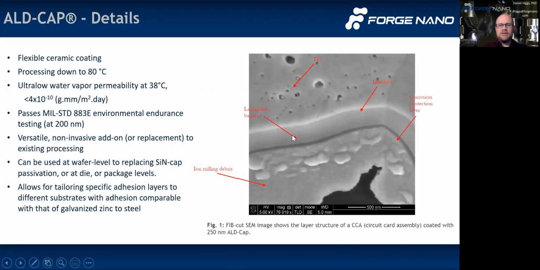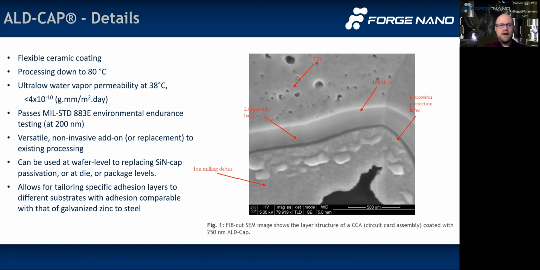So here on the right, we have an image of our ALD-CAP coating. It's a multi-layer coating, and this scale bar down here is 500 nanometers. So the total thickness for this specific image is about 200 nanometers. And this coating is really quite impressive. It's a flexible ceramic coating. It can be deposited down to 80 Celsius, so it's applicable for back-end wafer processes, for example, encapsulation of diced wafers or other things like that, where there may be organic containing components lying around.